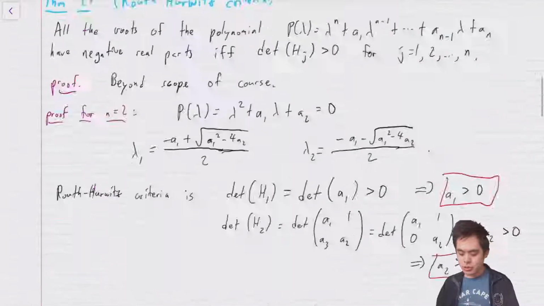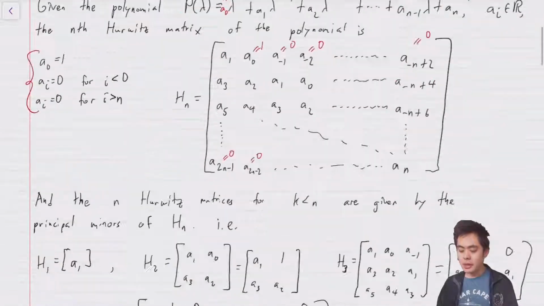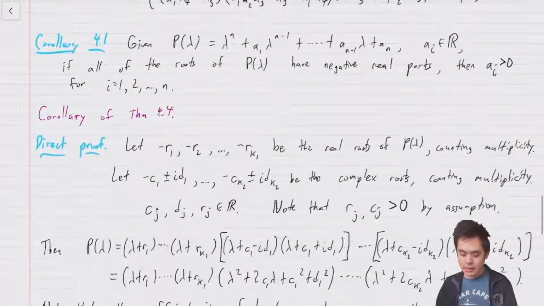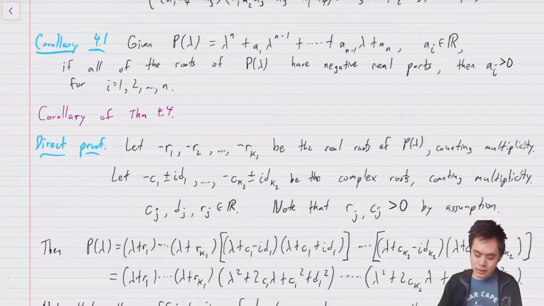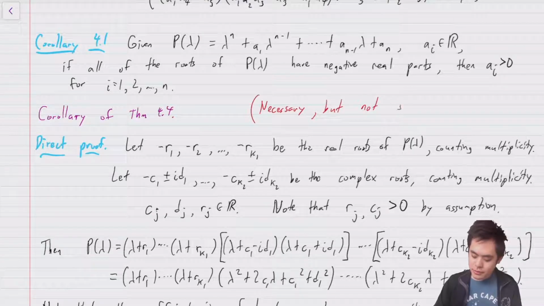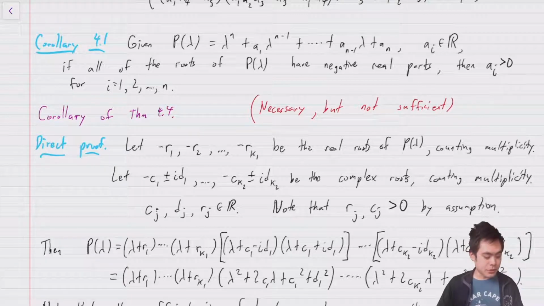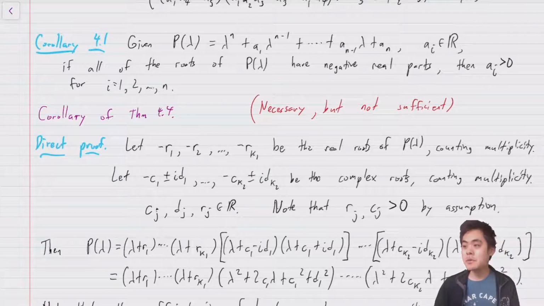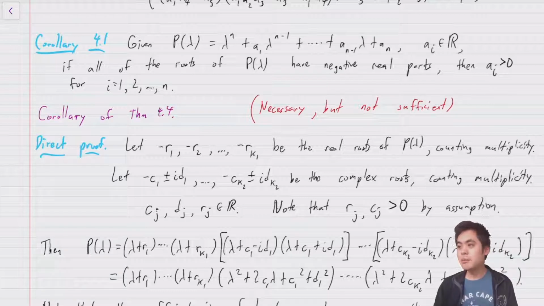Okay, so that's about all for the Routh-Hurwitz criteria. One important thing to note is that this corollary here is necessary but not sufficient. You can come up with examples where you have all positive coefficients, but you don't have negative real parts. So that is an important thing to keep in mind.